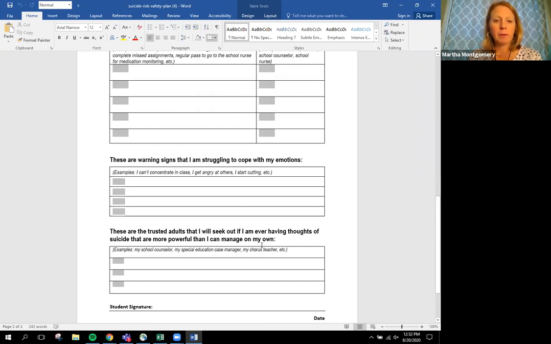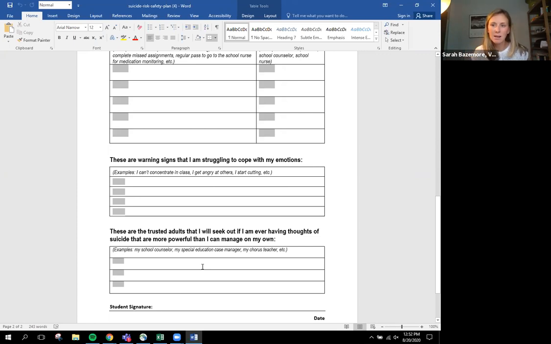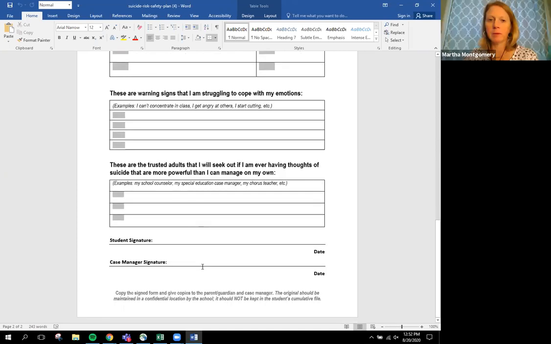We also want to identify those trusted adults that the student will seek out if they're having thoughts of suicide that he or she is having trouble managing. And I would say it's important to have trusted adults. You really want to encourage the student to think of someone in the school setting, but then also someone outside of the school setting as well. Absolutely.